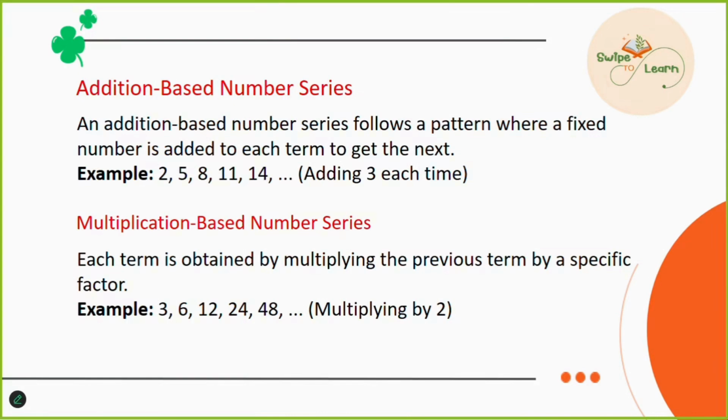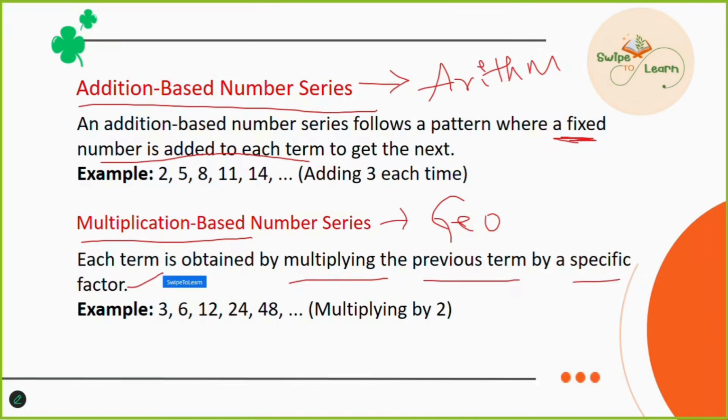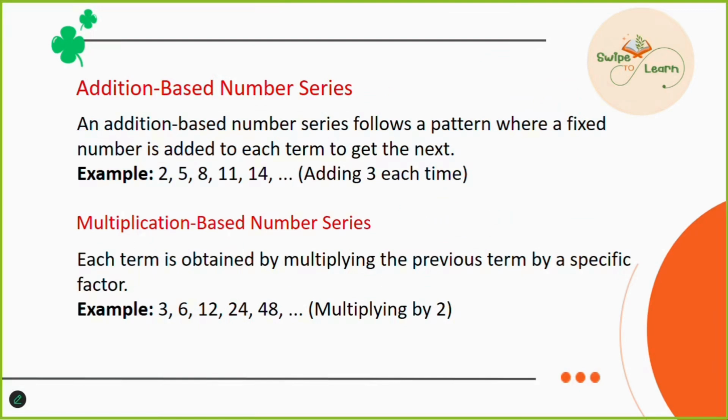The next one, addition based number series. Addition based number series is nothing but arithmetic series only, because we will be adding a fixed number. So we'll be having a fixed number added to each term to get the next one. Multiplication based number series is nothing but a geometric series, where we will be multiplying by a number. So each term is obtained by multiplying the previous term with a specific factor. So addition based is nothing but arithmetic, and multiplication based is nothing but geometric series.